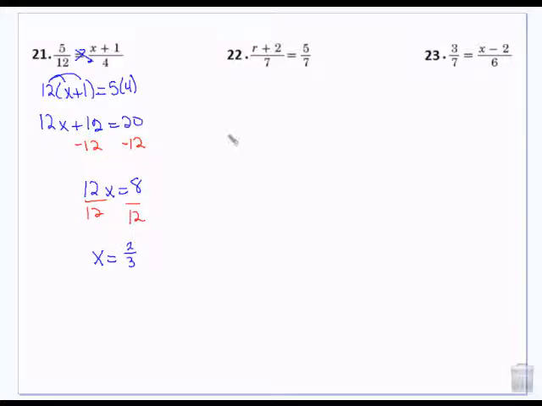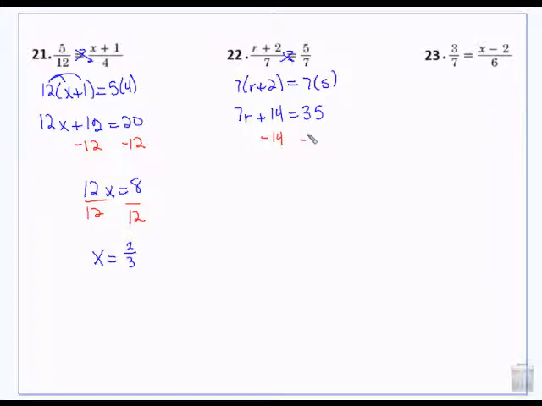Okay. If you wrote 8/12, it would not be a completely wrong answer. I'd just say, hey, reduce. Remember to distribute when you have that expression. So this one is going to be 7 times r plus 2 is equal to 7 times 5. So 7r plus 14 equals 35.